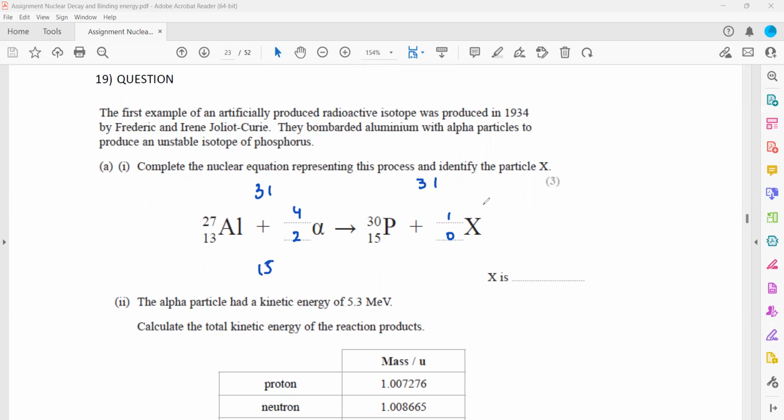So which particle has a nucleon number of 1 but no charge on it? What is this particle? This particle is actually a neutron. So a neutron is produced in this reaction.